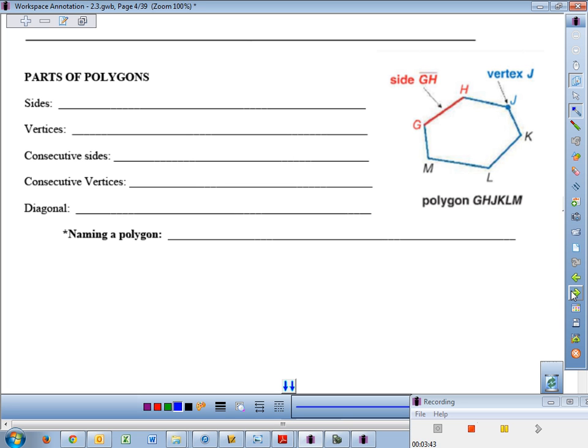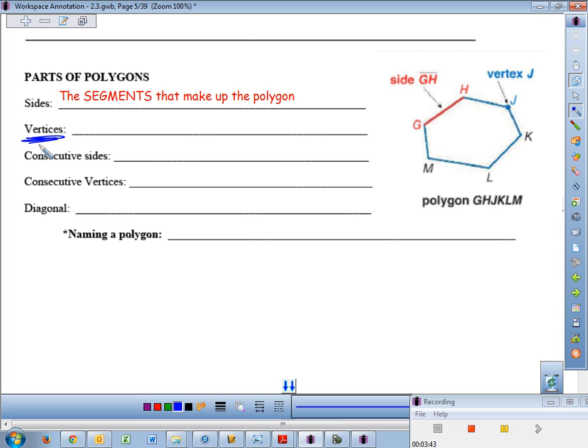And we'll do an example later where we'll name all this stuff. Cool? They are the segments that make up the polygon. So for example, you got segment GH, segment HJ, segment JK, and etc. All of those bad boys, right?